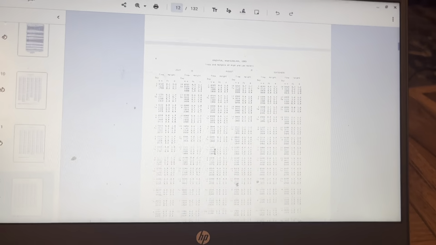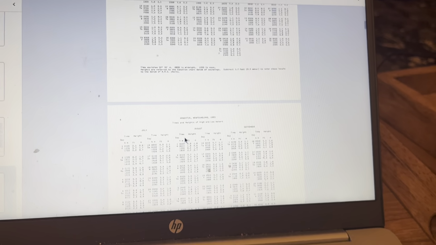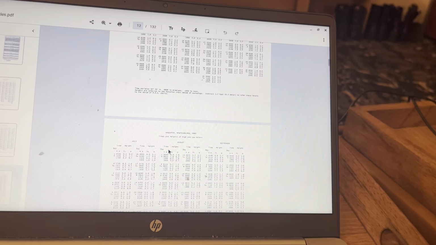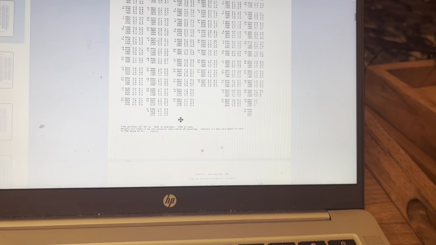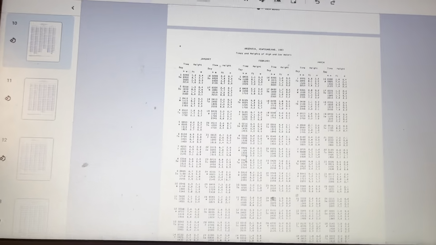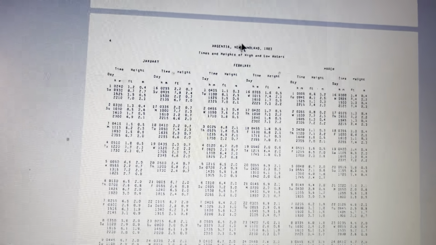Now, what a main station is, is just a major oceanographic station that's used to very, very precisely measure the height of tide at any given time. And they've got these scattered all around the world. This book is, like it said at the top, just for the East Coast of North and South America. So you could see we started up in, I don't know how well you could read that, Argentia, Newfoundland.